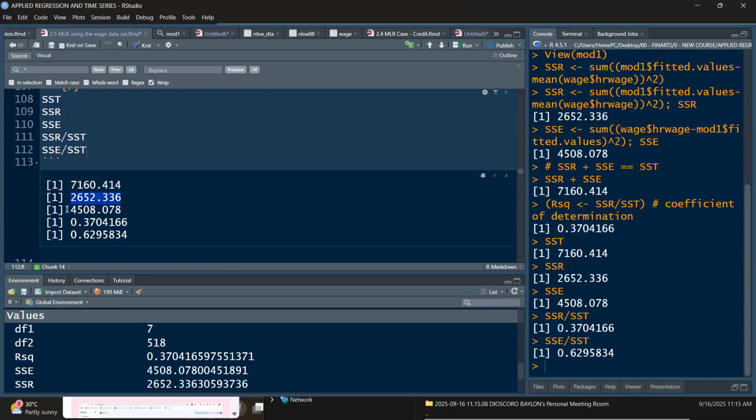This is the variation that can be explained. Okay. This is the variation that cannot be explained, sum of the squares of your residuals. This is the proportion of the variation of your hourly wage variable that can be explained by our model, 37%. Therefore, around 63% cannot be explained. This is your unexplained variance. This is your explained variance.